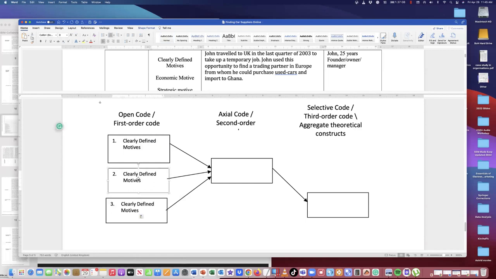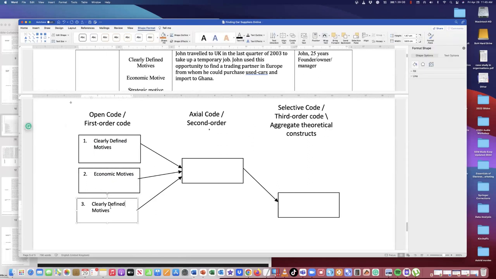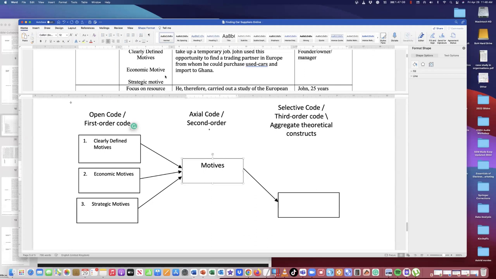Okay, so this will be economic motive. And strategic. Good. And they'll all lead to what? Motives. Good. Motives can combine with something else to generate something else here. That is one. Okay. So let's continue. We have done that one.